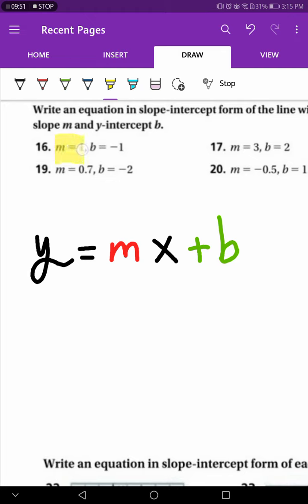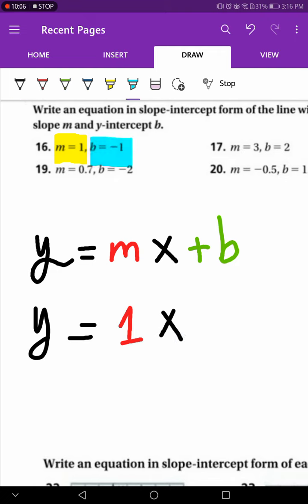The m is 1, so I rewrite the equation, and instead of m, I write 1, 1x, and the b here, as you see, is -1, so here we have -1. You can write the 1, or you can leave it like this. So y equal x - 1. Okay, this is number 16. Let us move to number 17, my dear student.